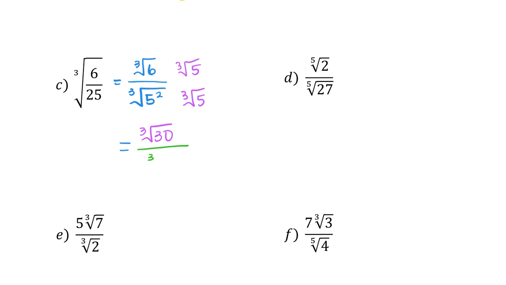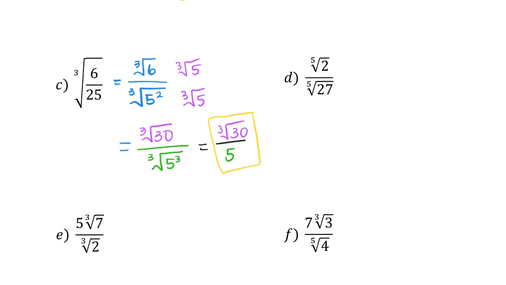If I do 5 to the second times another 5, I have the third root of 5 to the third. The third root of 5 to the third is just 5 because the root and the third power cancel. The third root of 30 I'll keep at the top. Okay, and this is rationalizing the denominator because there's no longer a root at the bottom.